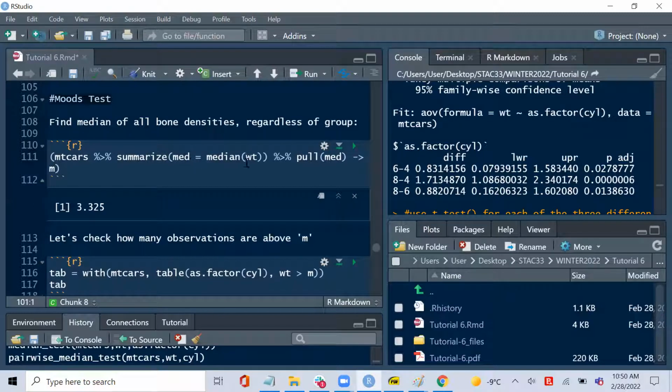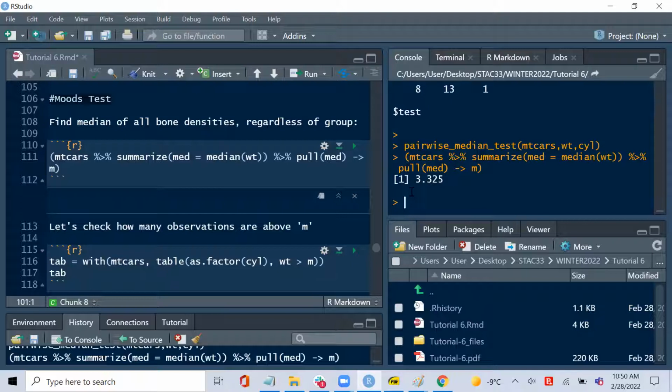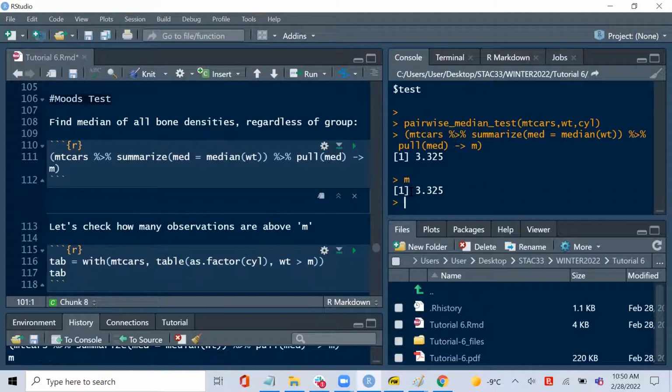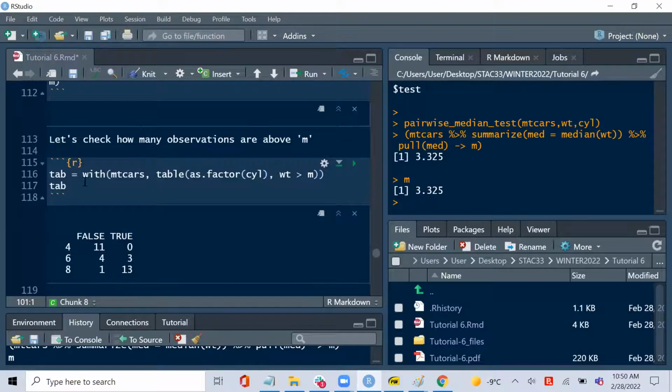So you can see that I'm summarizing the median. Then I pulled the median to a value called M. When I just type in M, it will tell me 3.325. That pull just puts it to a letter, right? It pulls the actual median and stores it in a letter. Okay, now let's create a table with our data.